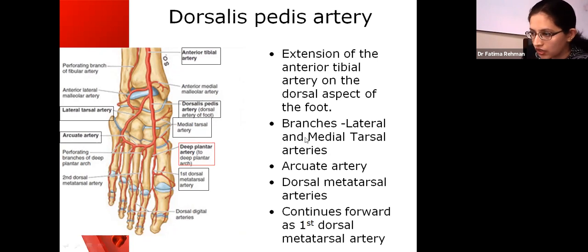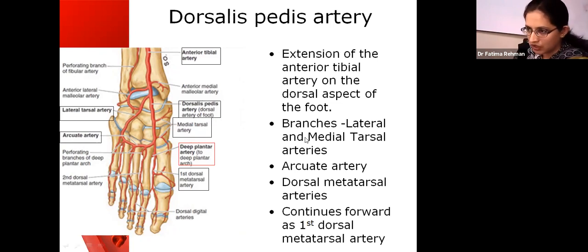Origin of the arcuate artery. Okay, I'm going to answer all of the questions one by one. One of you has asked regarding the deep plantar artery.